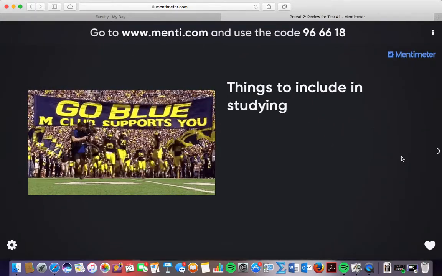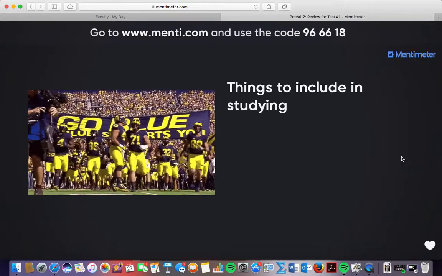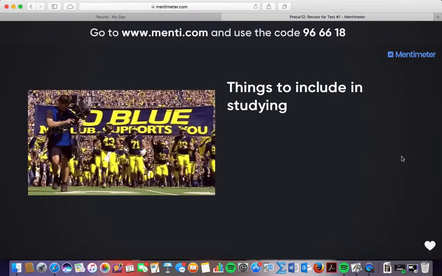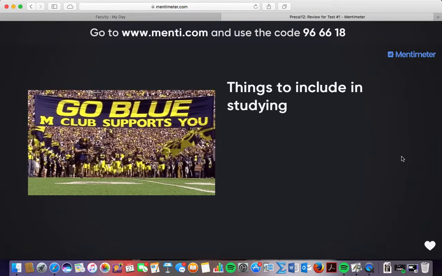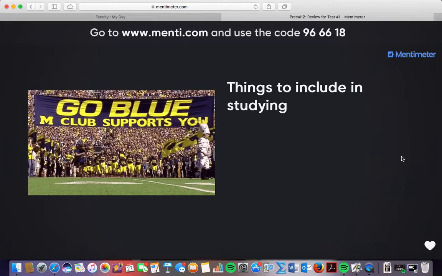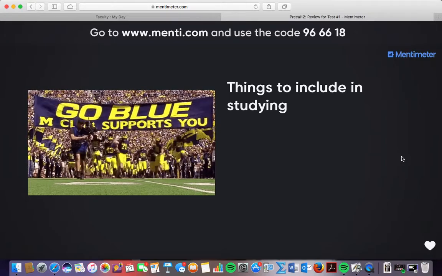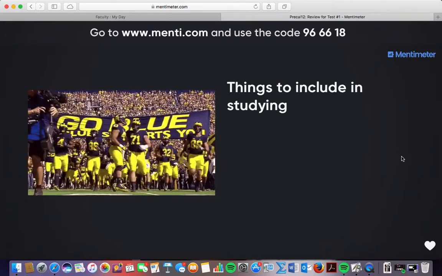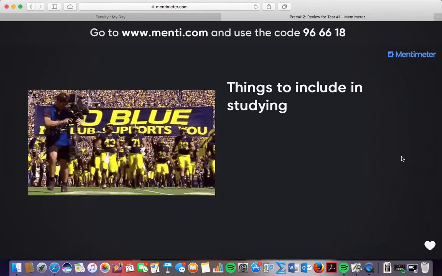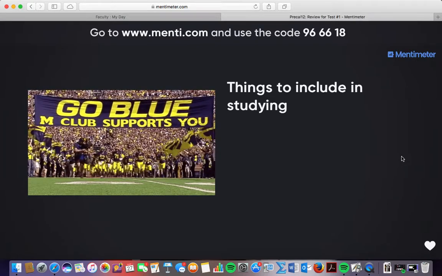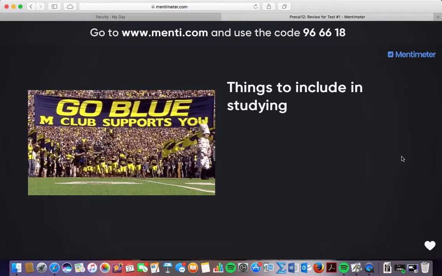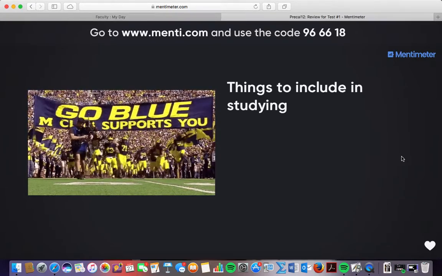Real quick, before you do that, if your phones are here, log in. We're going to get that in just a second. As you're logging in, just look at the image over here on the left side. Cheer for Michigan this weekend. Go to menti.com, and then put in 966618, and then it'll pull up right there.